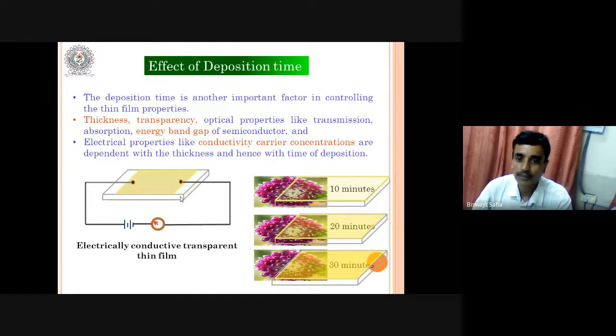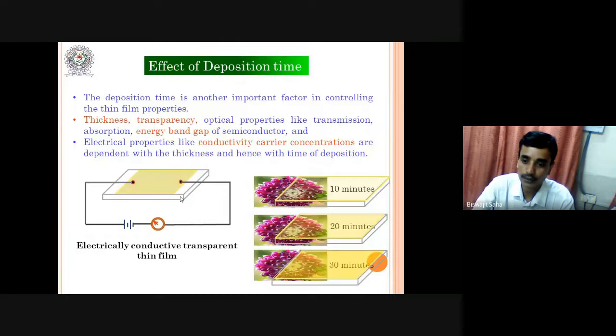So deposition time basically controls many physical parameters like the transparency of the film, its optical properties like transmission, light absorption, its energy band gap. For a semiconductor, the band gap is the separation between the conduction band and the valence band, then the extension and creation of some defect levels, and some electrical properties like electrical conductivity and carrier concentration. Many things are dependent on the quality of the thin film, which is directly governed by the thickness. Because as the thickness of the thin film grows, it approaches towards the bulk.